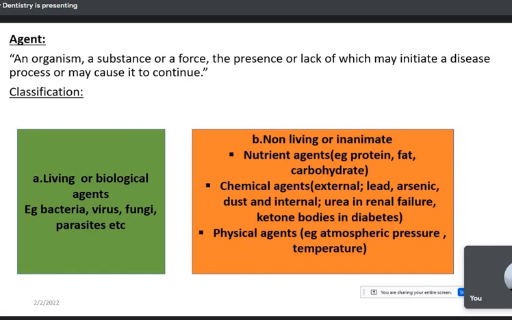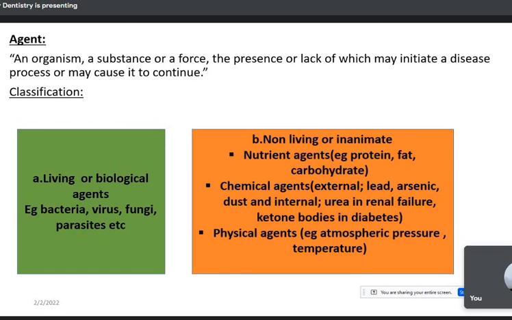Okay, so when we classify the agent, it is of two types. The agent can be a living agent, or it can be a non-living agent. Whenever we talk about the living or biological agent, those can be bacteria, virus, fungi, and parasite. Whereas the non-living agent can be the nutrient agent like protein, carbohydrate, fat, vitamins, mineral, then the chemical agent, and the physical agent.